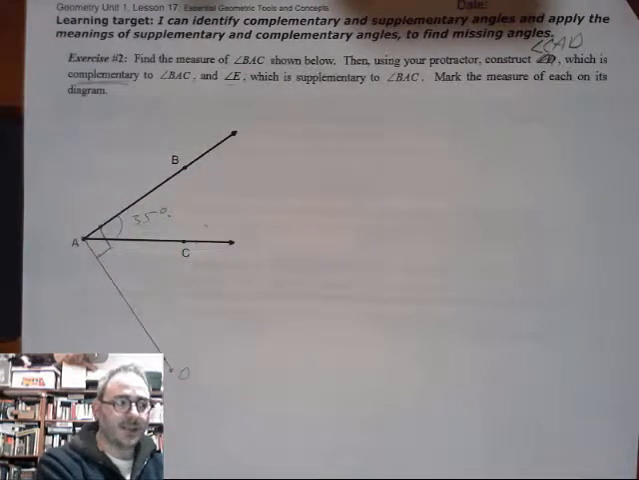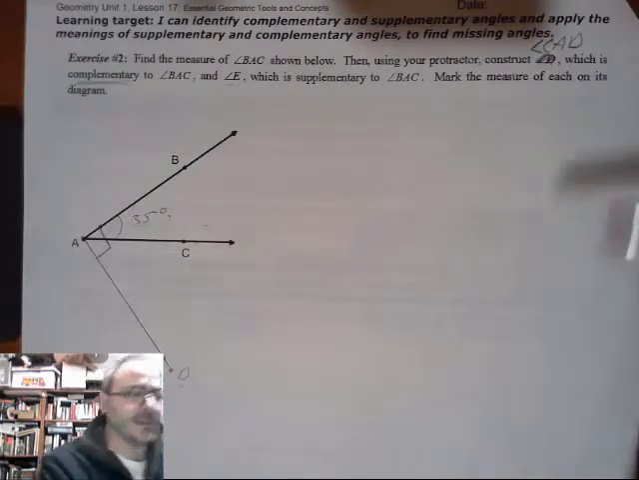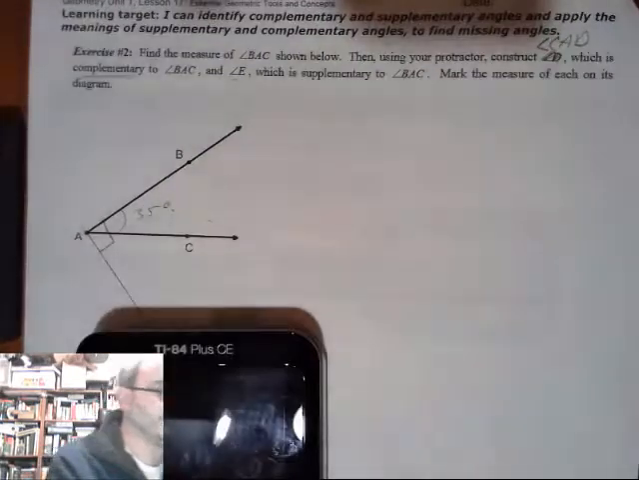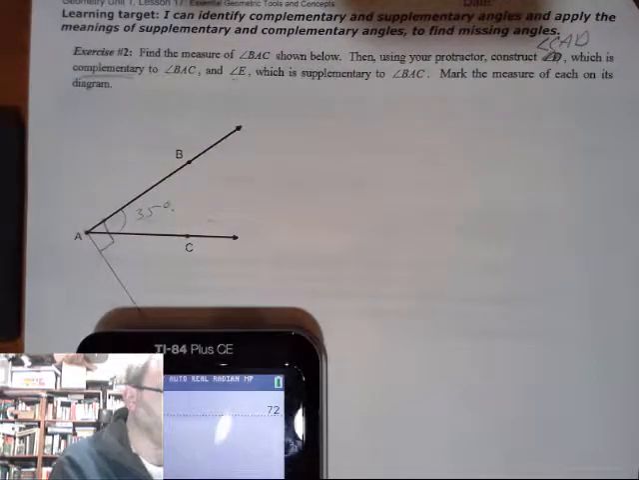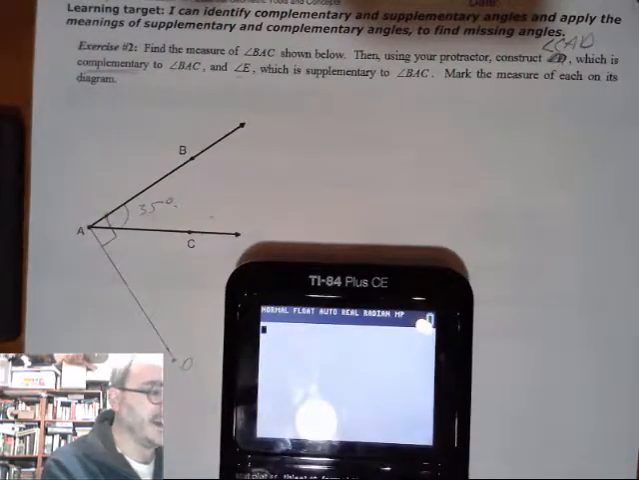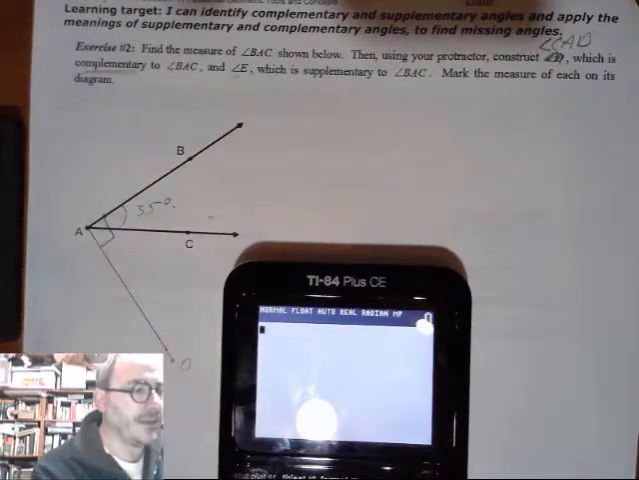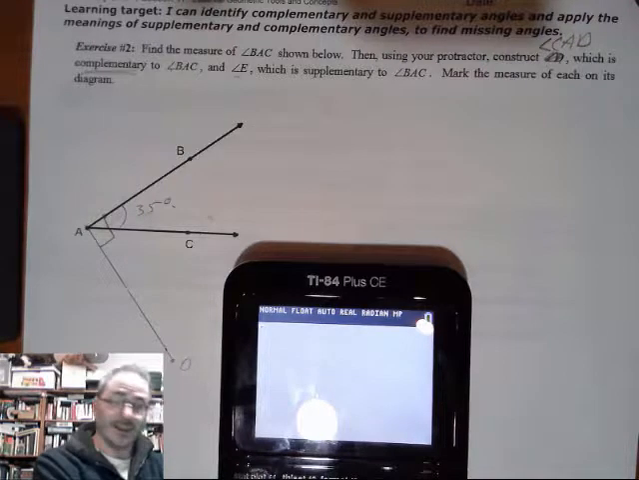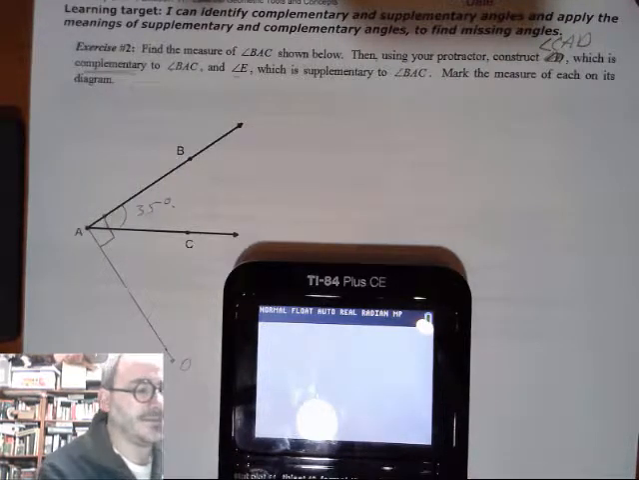Or, I suppose I could construct angle D as a separate angle, right? Maybe I should rethink my instructions here. I'm going to construct an independent angle, which is complementary to BAC. I could do that, couldn't I? I could construct an angle D. All right, well, how do I do that?